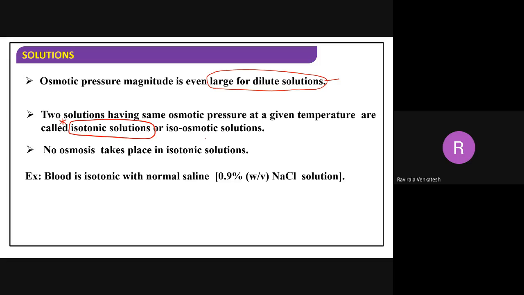For example, blood. All of you please listen carefully. Examples are very, very important from the examination point of view. Blood and 0.9% W by V NaCl solution. What is the meaning of 0.9% W by V?